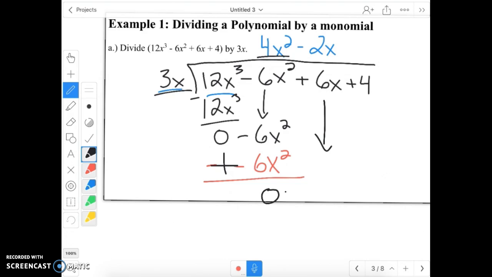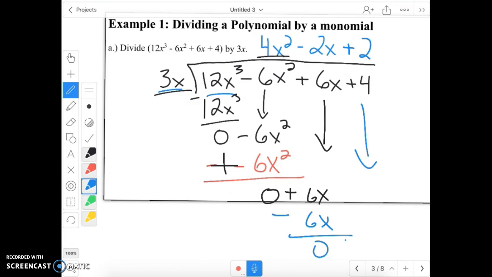Drop our 6x down and ask ourselves the same question. If I have 3x, how would I get to 6x? Well, that would be multiply by a positive 2. So I have plus 2. 2 times 3x gives me 6x, and we subtract that, so we get 0.